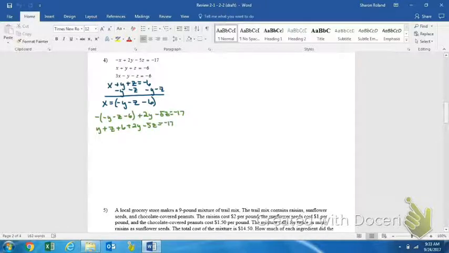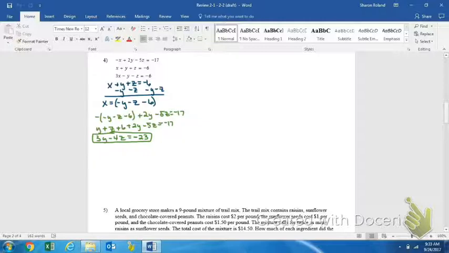Okay, combine like terms: you have 1y and 2y, so you end up with 3y minus 4z. And that 6 I'm going to subtract and put on the other side, and it's a negative 23. And here's our first two-variable equation.